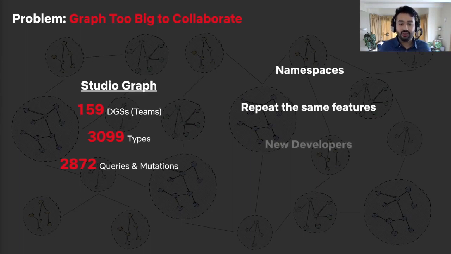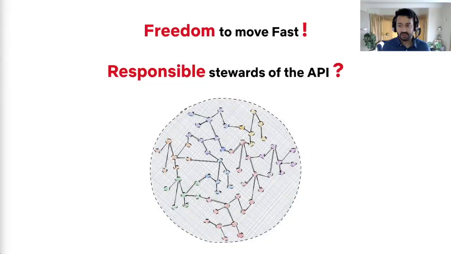How do even new developers get on board? They get overwhelmed by the size of the graph and start collaborating in here. And we start to ask ourselves if the leverage is still there. So federated GraphQL gives us the freedom to move fast. But I think in return, we are trading off a well-curated API. Are we still the responsible stewards of the API? I think API inconsistency and collaboration issues is a big price to pay.